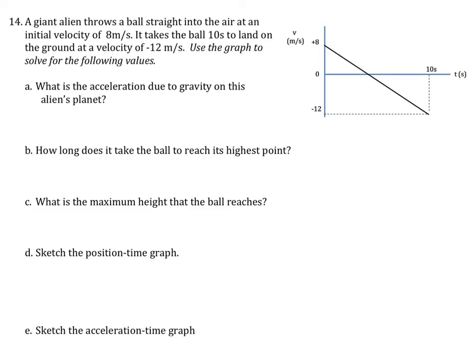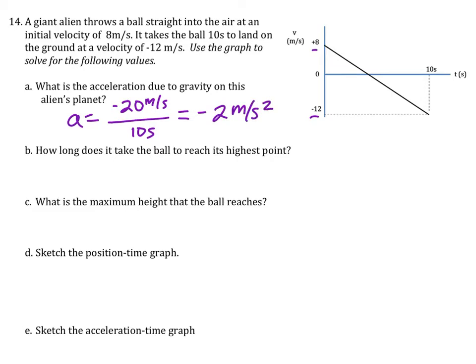So first up, for question A, we're looking to find the acceleration due to gravity on this alien's planet. We have a velocity graph and we want to find acceleration, so we are going to use the slope of the line, rise over run. Your rise goes from positive 8 down to negative 8, so it's a total of negative 20 meters per second, divided by the time, 10 seconds. When you divide negative 20 by 10, that simplifies to negative 2 meters per second squared.